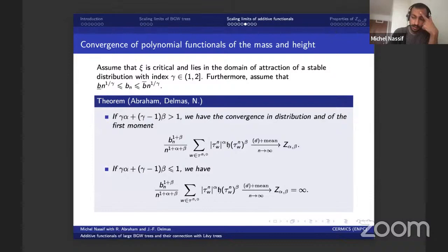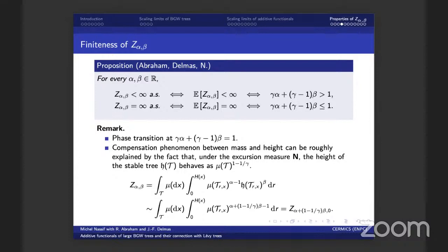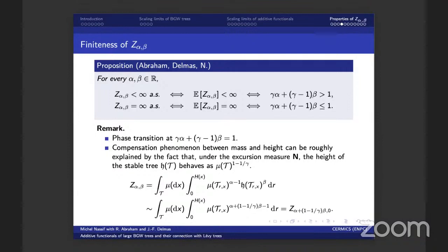It's just a vague thought, but the expression gamma times alpha plus gamma minus one times beta equals one also in this third case. Nothing changes. And this is the thing: in the third case, we are in the regime where the candidate random variable is infinite. So you need to recenter in the Galton-Watson discrete case, and also at the limit. There's some operation to be done before you make sense of it, and it's not clear how to do that. I hope that answers your question.